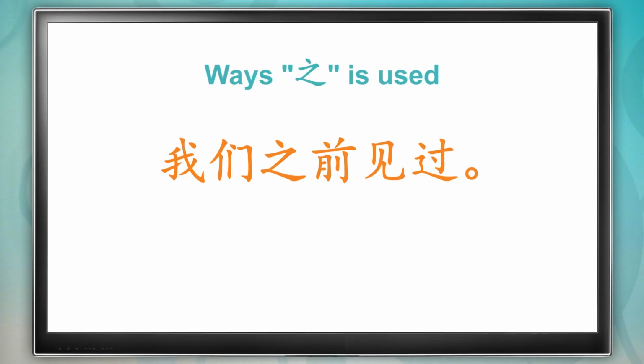我们之前见过. Let's break it down. 我们 means we. 之前 means before. 见过 means met. Altogether, this means we've met before. Let's read it together. 我们之前见过.